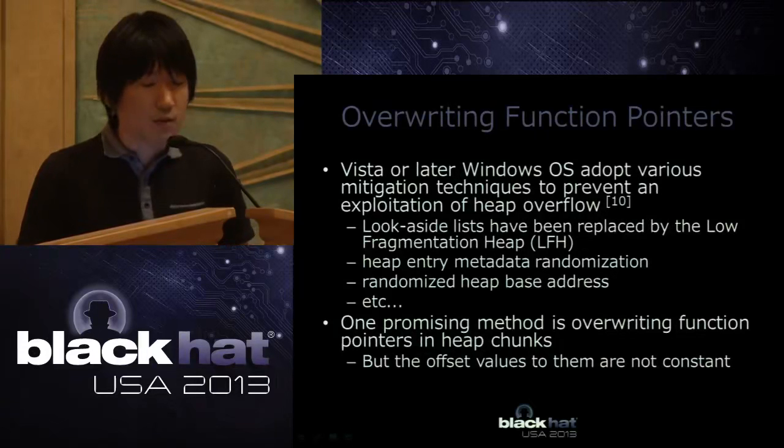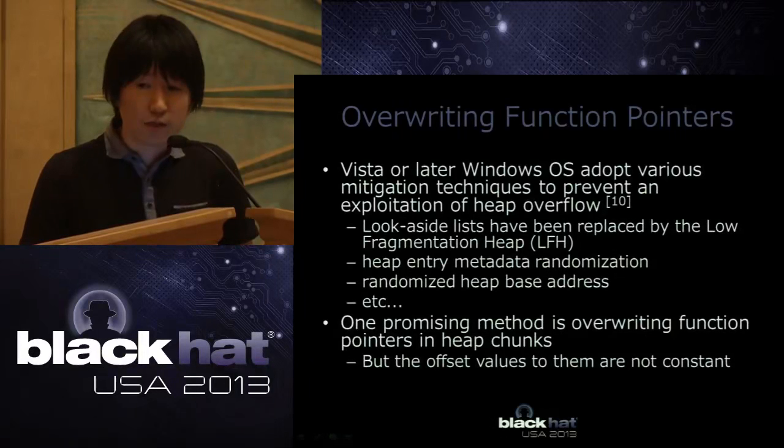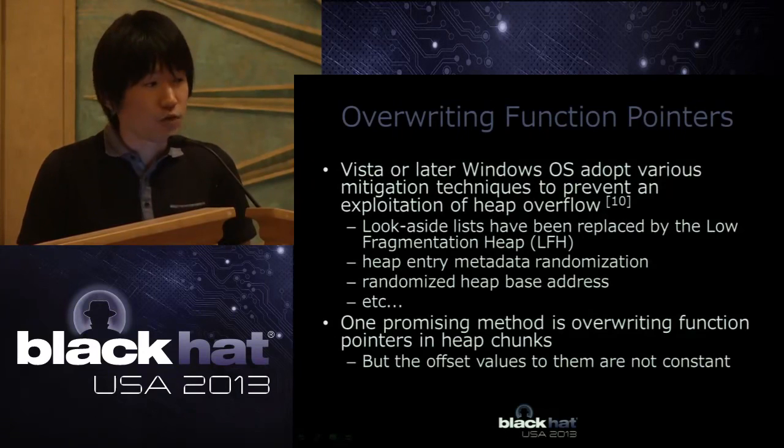I'll fill in the gaps on some topics for exploiting heap overflow. As you know, Vista and later Windows OS adopt various mitigation techniques to prevent exploitation of heap corruption vulnerabilities. For example, the look-aside list, which is not protected by safe unlinking, has been replaced by the low fragmentation heap. Besides, heap entry metadata randomization and randomized heap-based addresses were introduced. As a result, misusing heap metadata is very difficult.